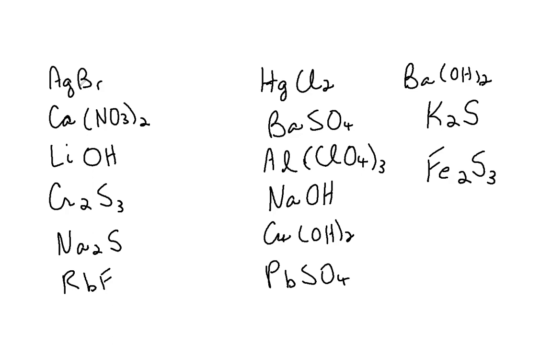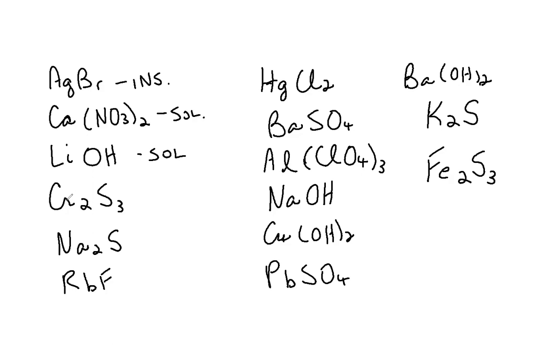So silver bromide. Bromides are usually soluble, except silver is an exception. So this we would classify as insoluble. For calcium nitrate, nitrates are always soluble. Case closed. Don't have to think about anything else. It's soluble. Hydroxides, most of them are insoluble except group 1 cations. So then this becomes soluble. If you see lithium, you know it's soluble.